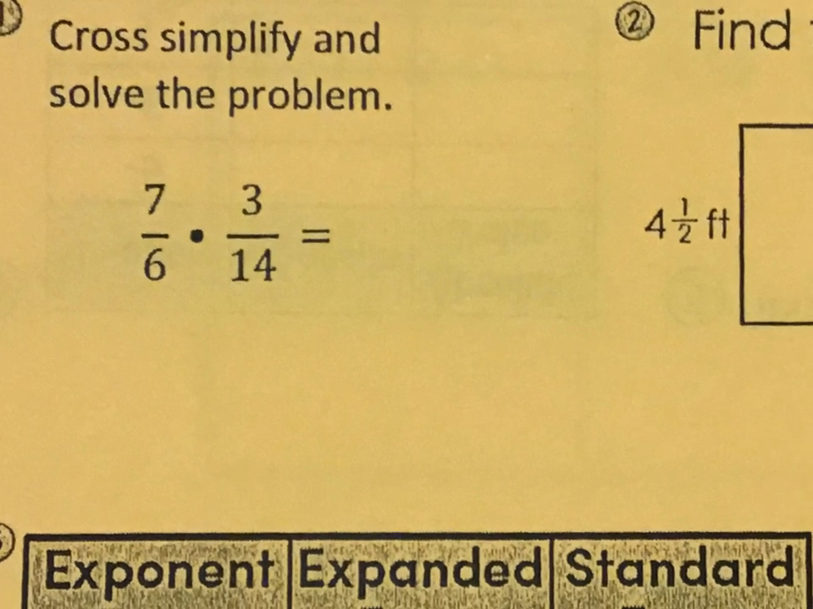Okay, so first thing I'm going to do on this problem is look for cross products here. We're going to see if they have any common factors. And 3 and 6 have a common factor of 3. So I ask myself, how many times does 3 go into 3? Once. How many times does 3 go into 6? Twice. And then I always look at the other cross product to see if it can simplify. And we have a 7 and a 14, and they have a common factor of 7.